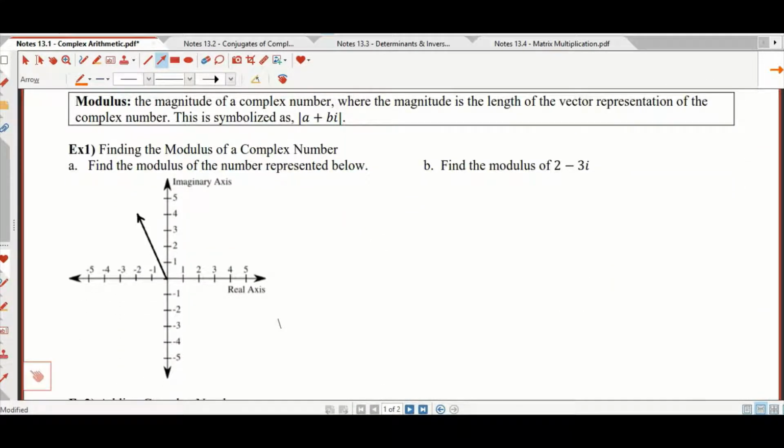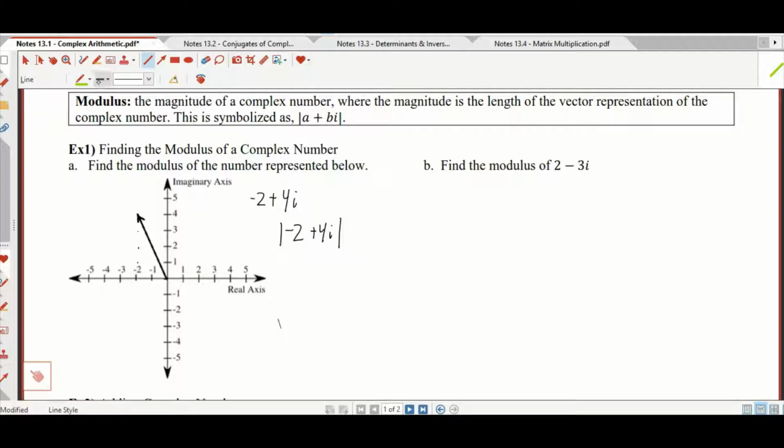Modulus. The magnitude of a complex number, where the magnitude is the length of the vector representation of the complex number. This is represented as, it looks like it says the absolute value of a plus bi, but it turns out what it is, that's the length of a plus bi. So find the modulus of the number represented below. So it looks like that goes negative 2. So this number is negative 2 plus 1, 2, 3, 4i. So what this is really asking us, what is the modulus of negative 2 plus 4i? And that's the length of this vector.